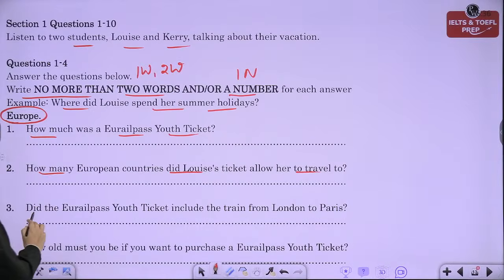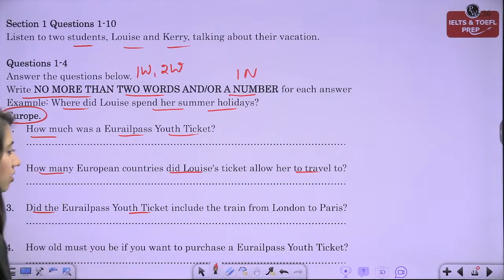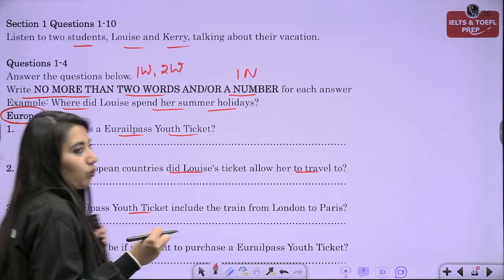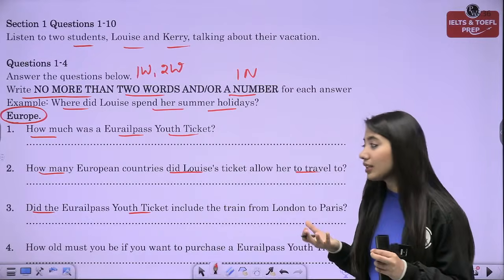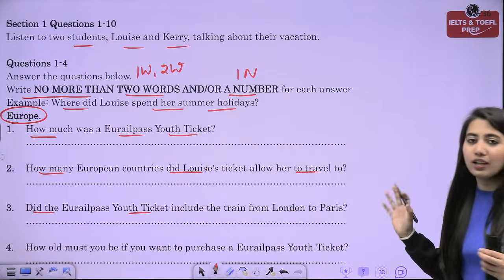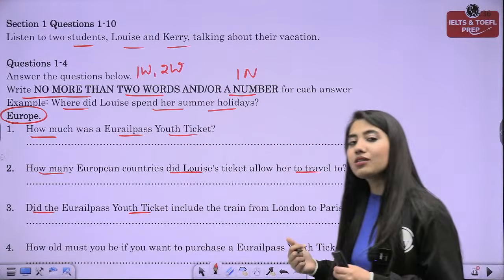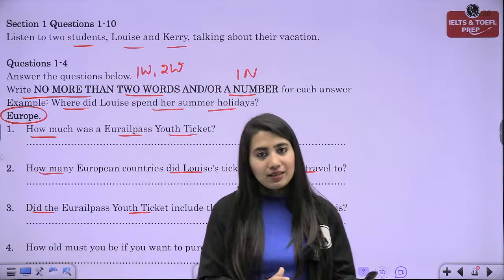Then did the Eurail Pass youth ticket include the train from London to Paris? So what should the answer be? Predict the answers. Did the Eurail Pass ticket include the train from London to Paris? It is a question, so what is the answer to such a question always? Yes or no. Yes or no.